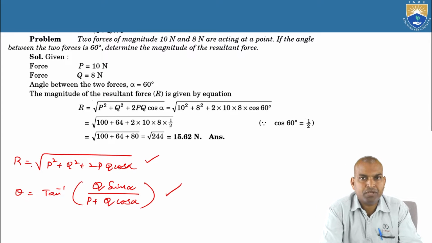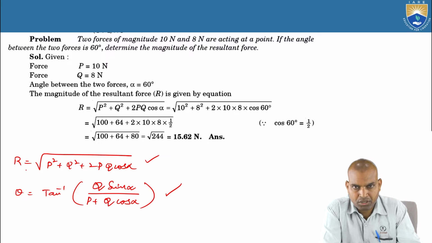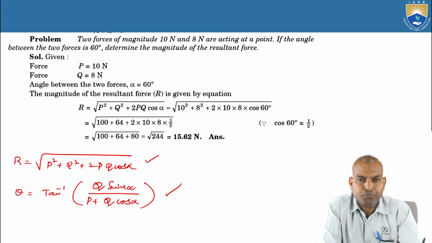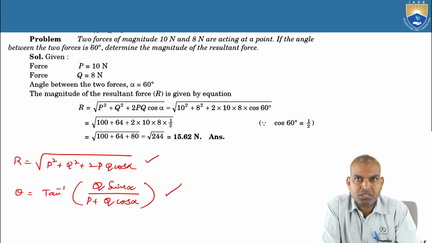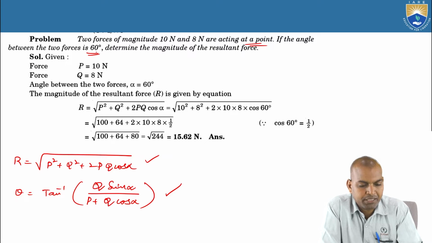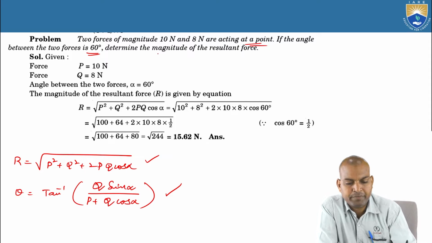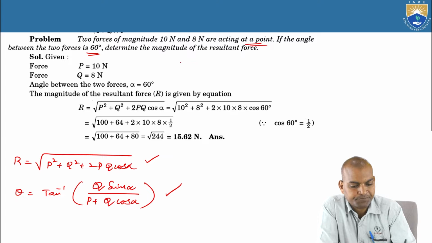If you remember these two expressions, we can solve any problem related to the parallelogram law of forces. So here, what is the problem? Two forces of magnitude 10 newtons and 8 newtons are acting at a point. If the angle between these two forces is 60 degrees, that is alpha equal to 60 degrees, determine the magnitude of the resultant force. That's what is asked, only the magnitude of the resultant force, R.